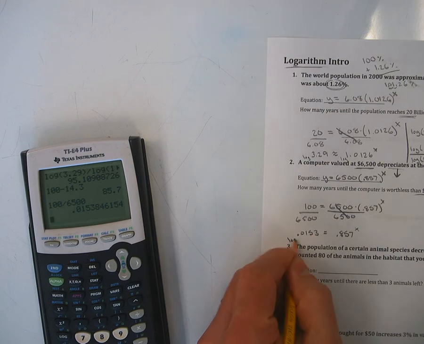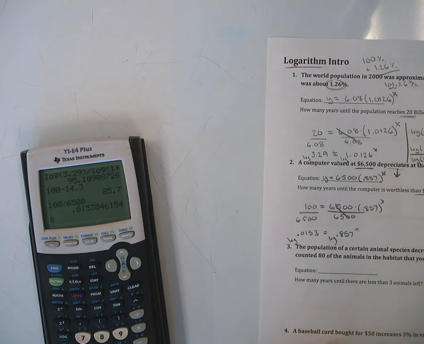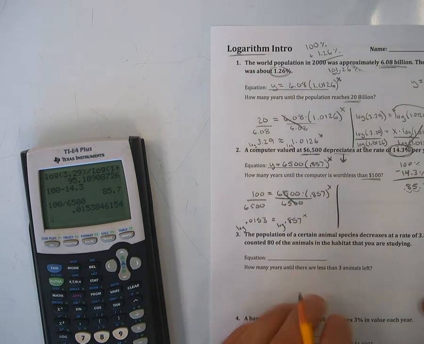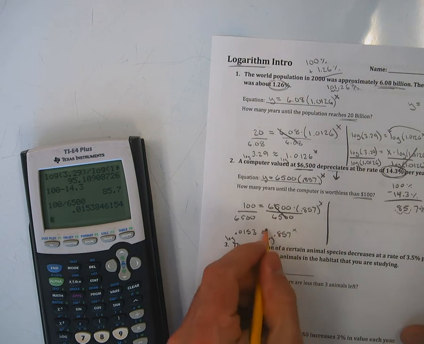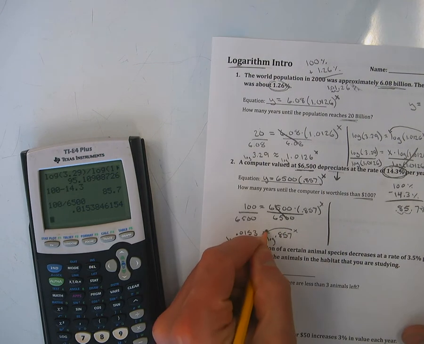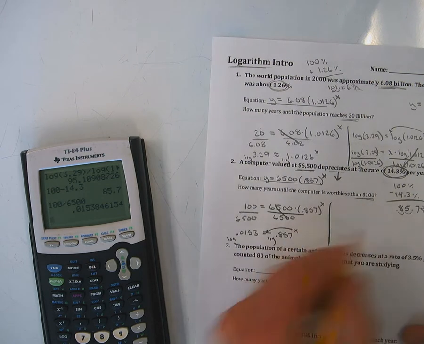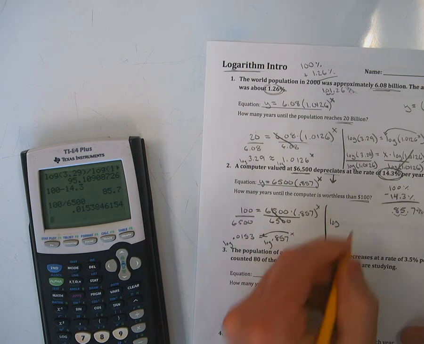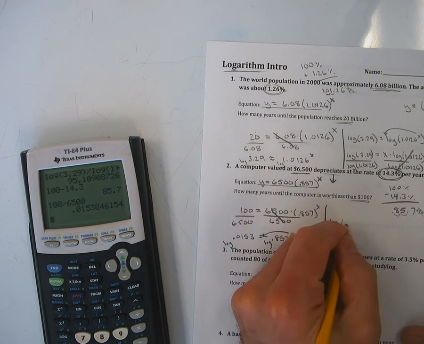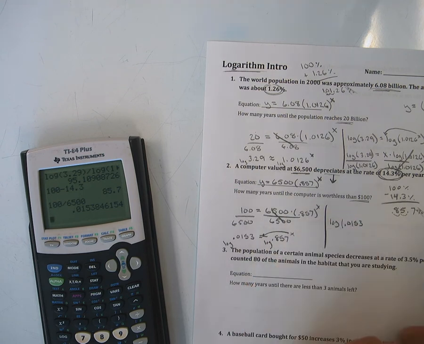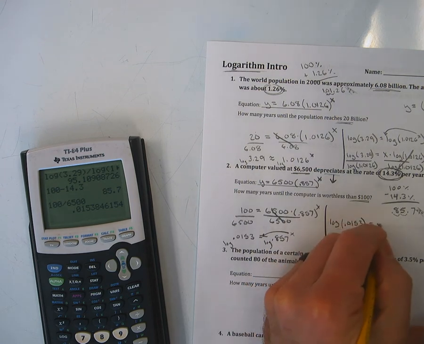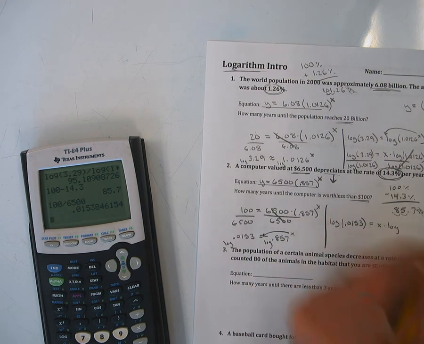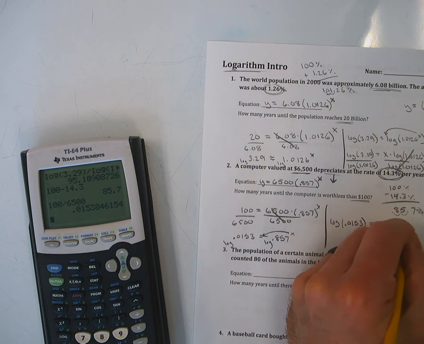And here's where now you can use logarithms on both sides. And in doing that, it allows you to drop your x down. So I'll have log of 0.0153 equal to x times log of 0.857.